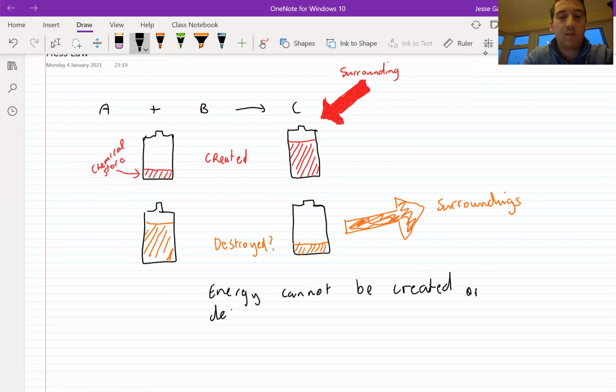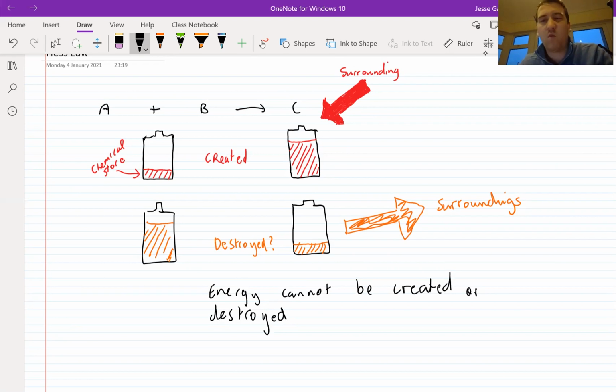All that really happens is that it changes from one form to another. When it's been stored by the chemicals, it is what we call in the chemical energy store, or the chemical energy form. When it's transferred out to the surroundings, it's transferred to the thermal energy store of the surroundings, or it's transferred to thermal or heat energy.